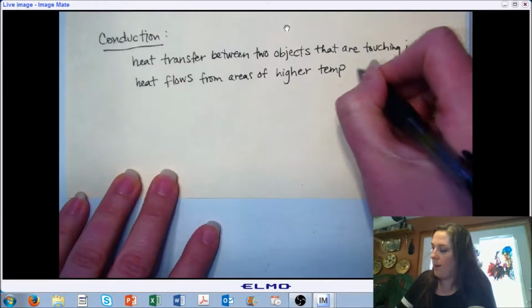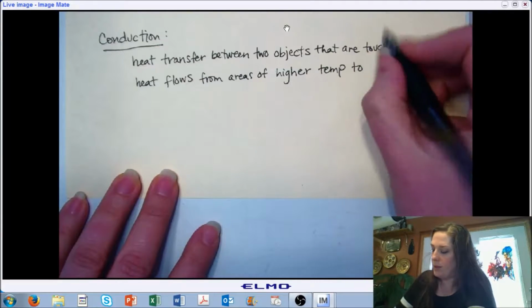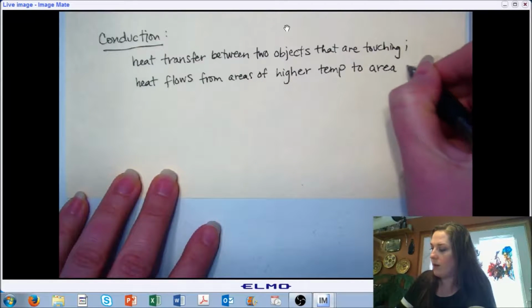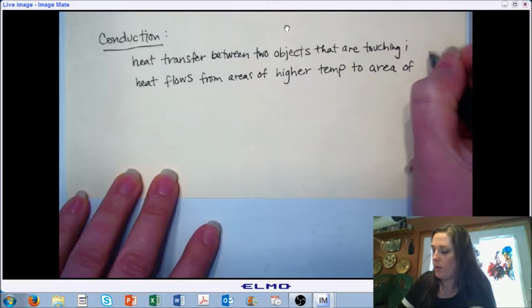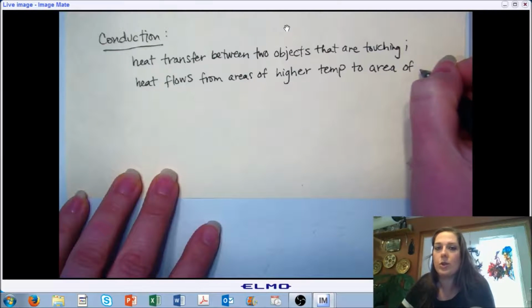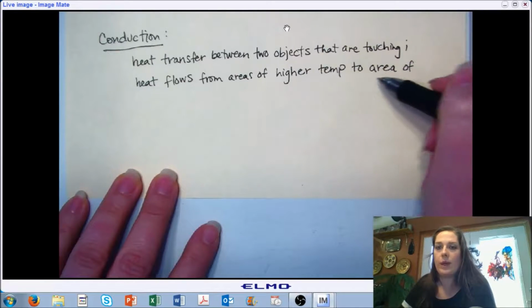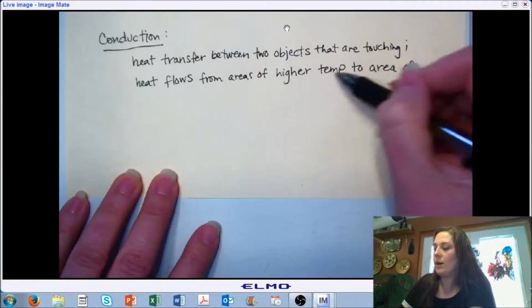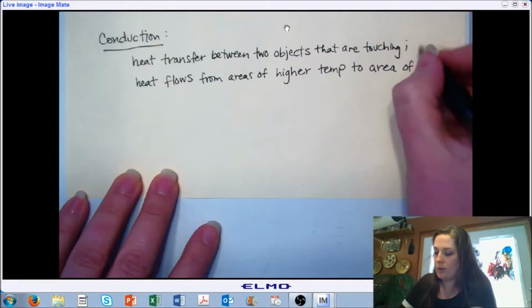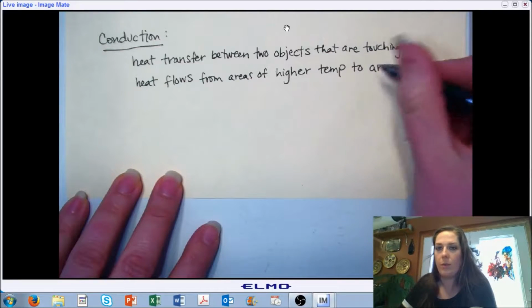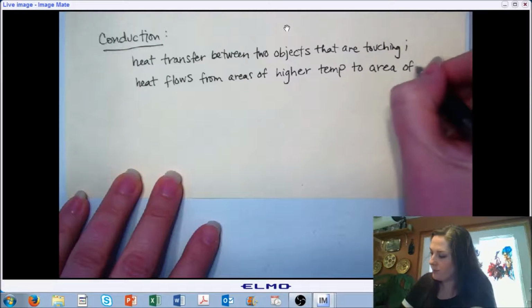So we don't have to distinguish that a single object, we're looking only at the surface of that object, because conduction can happen within the object as well. And so you can have a temperature gradient within the object, where you have conduction moving within that object from an area of higher temperature to lower temperature. And the same thing, if you have two things touching, the energy is going to flow from the one that's higher to the one that's lower.